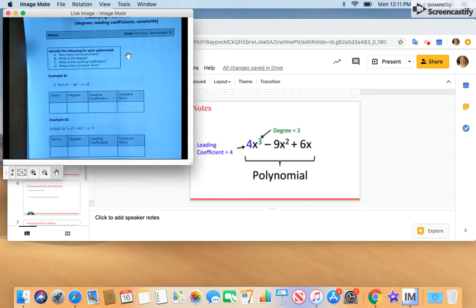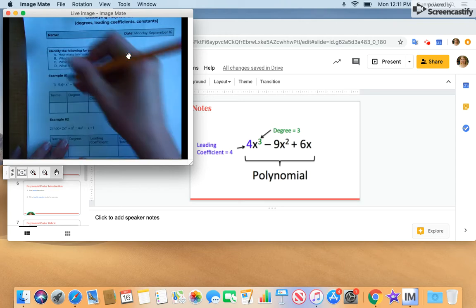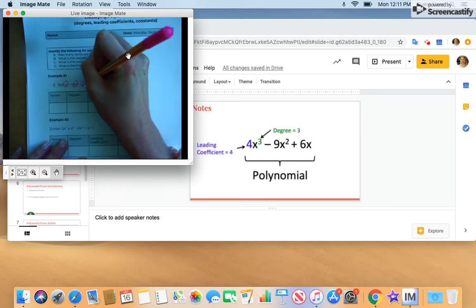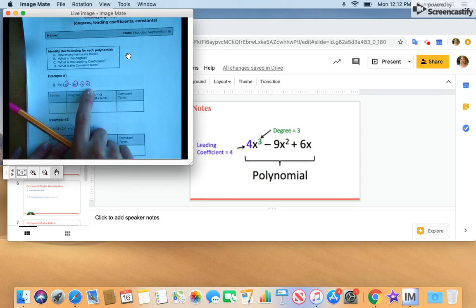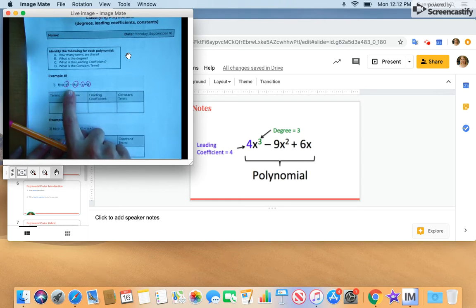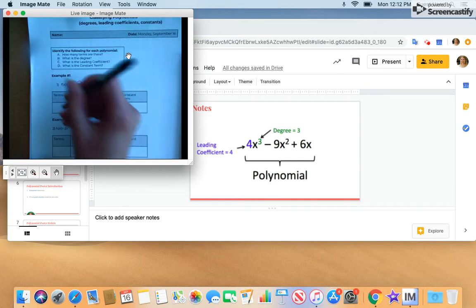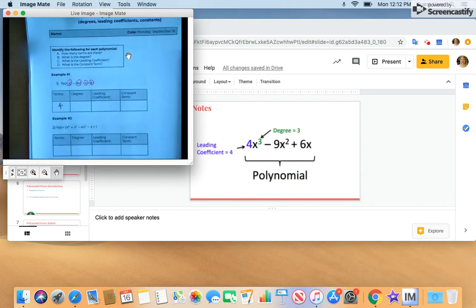How many terms are in this polynomial? I see one term here, one term here, one term here, and one term here. So they're like 4 chunks, 4 pieces, 4 terms. So I would say my polynomial has 4 terms.